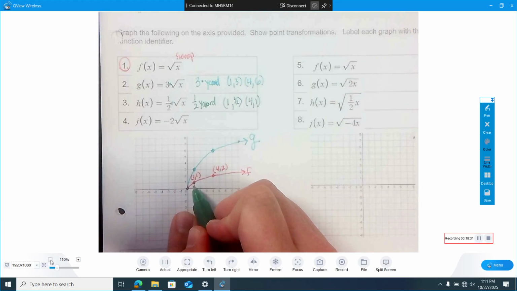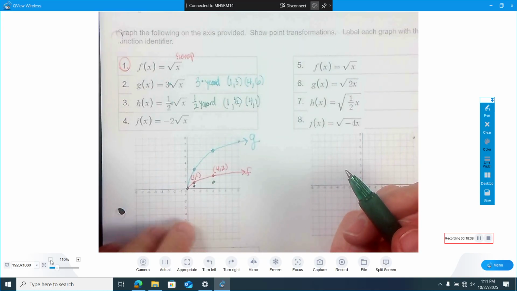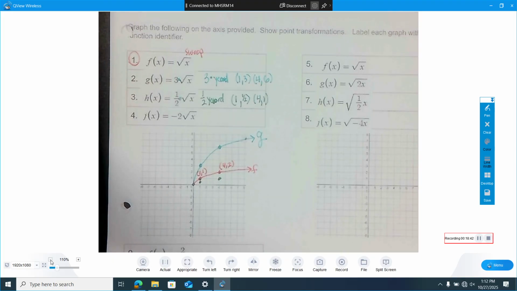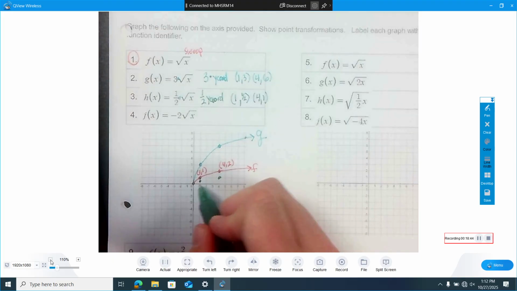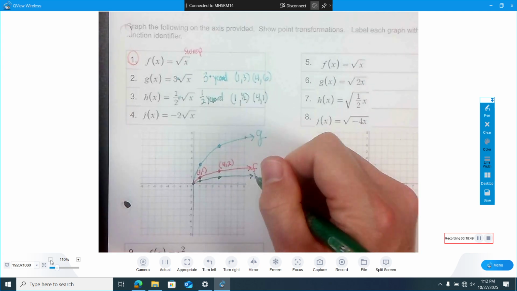It gets smaller by 50%. So 4, 2 shrinks vertically. So it's a vertical shrink by a factor of 1/2. So this one is now half as tall as it started. Okay. And then we can connect those little dots in that same shape. So that's our H curve.